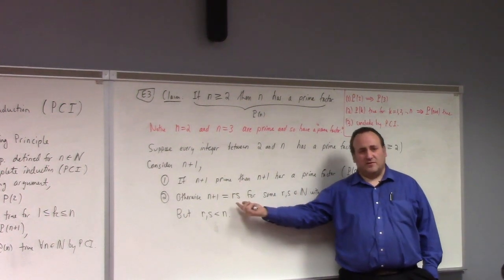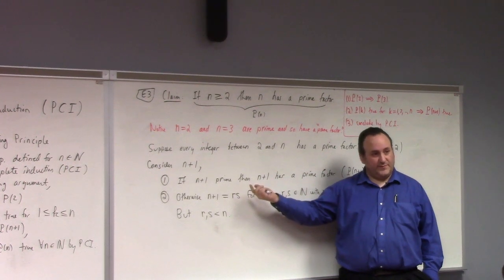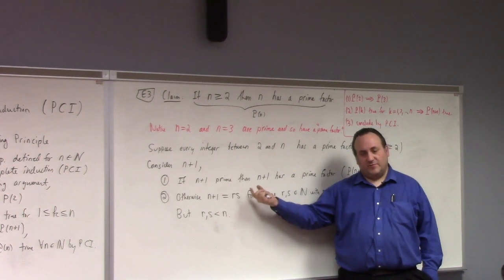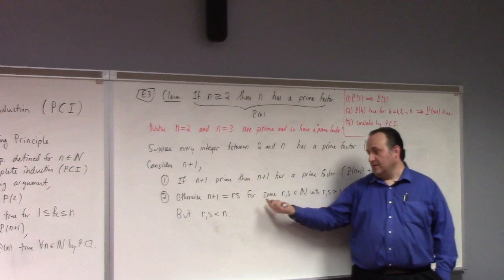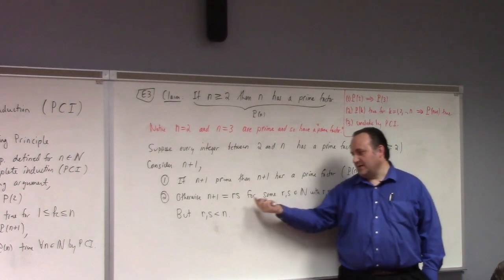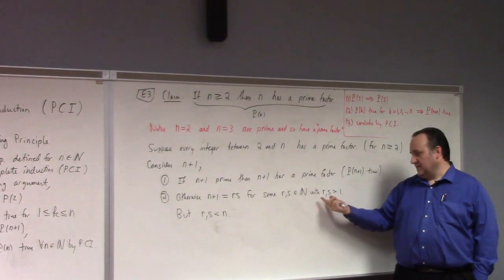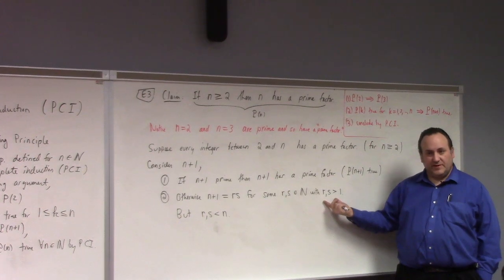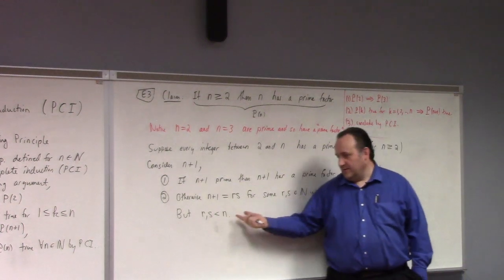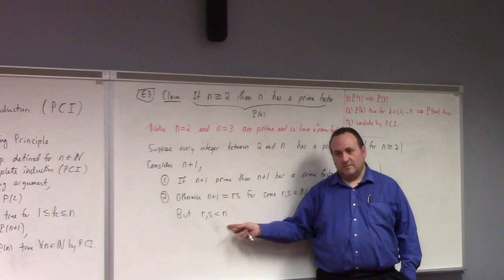Because I can always write, pick your favorite prime, 7. 7 is 7 times 1. Does that mean it's composite? No. You can't write 7 as a product of integers, right? So it's important that the integers are not containing 1. It has to be a product of non-unit integers. So r and s are greater than 1, right? So if r and s are greater than 1, that implies that r and s are both less than n.